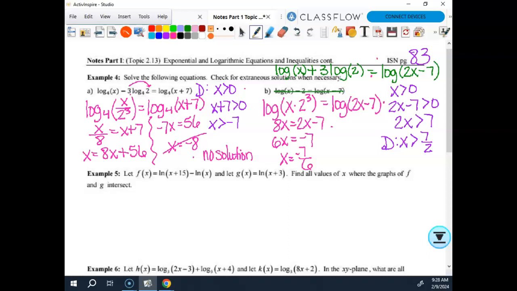Everybody get to negative 7/6, okay? So then what's my answer? No solution, exactly.